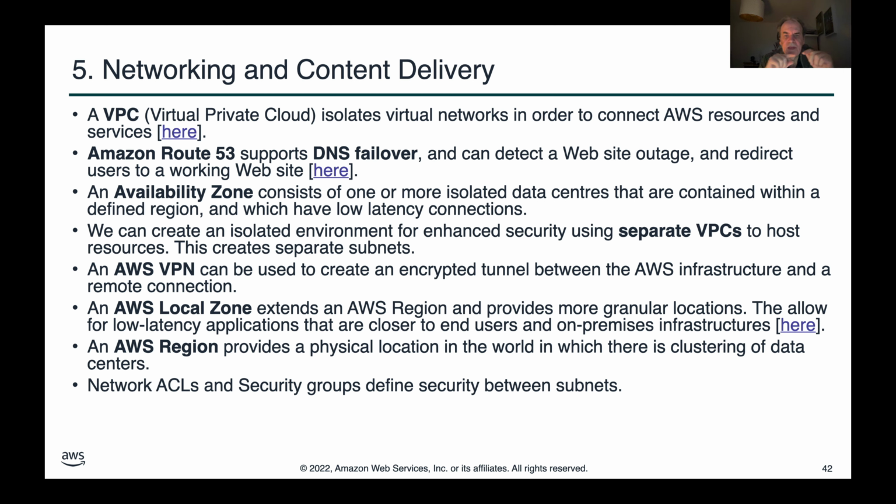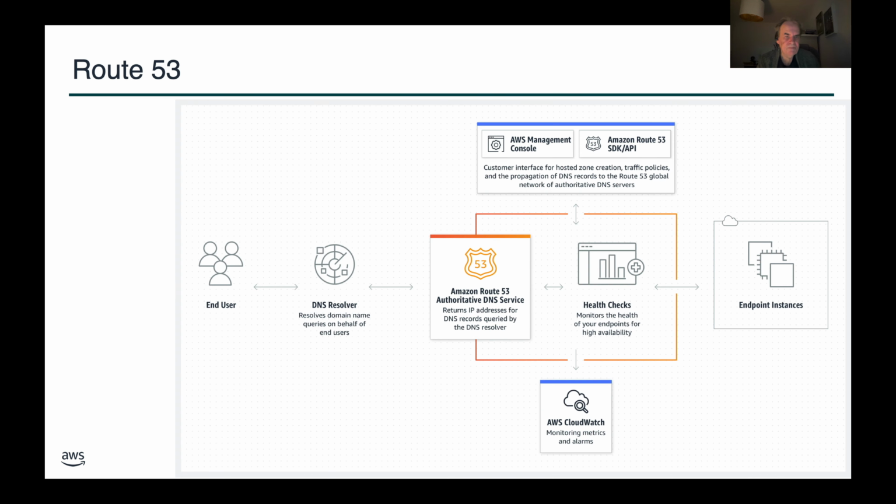A local zone extends an AWS region, but gives us more granular location information to allow even faster connection times. And a region is a physical location in the world which has a clustering of these data centers or availability zones. And network ACLs and security groups define the security between subnets.